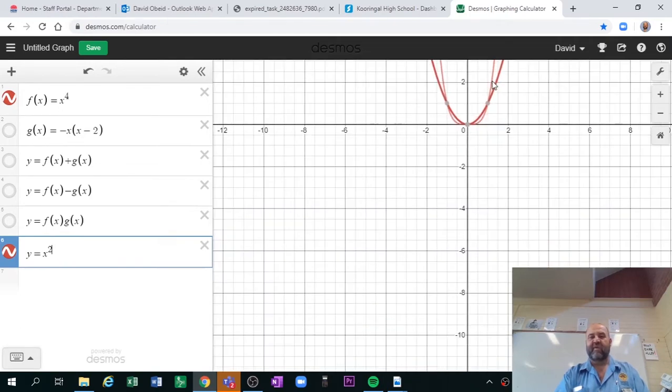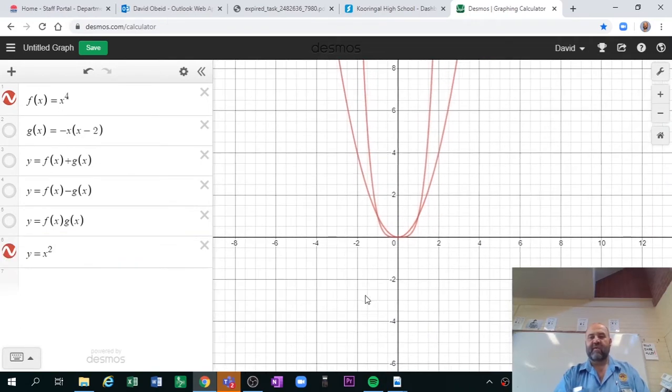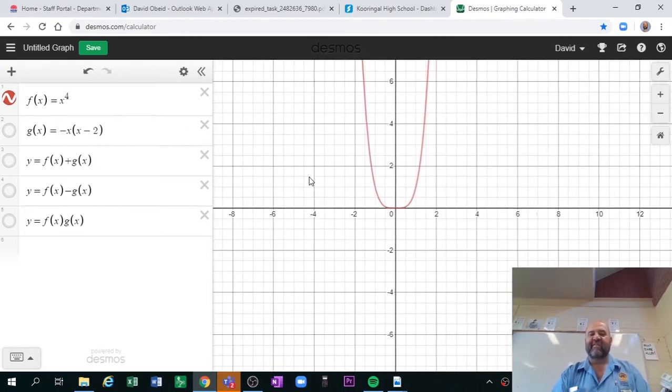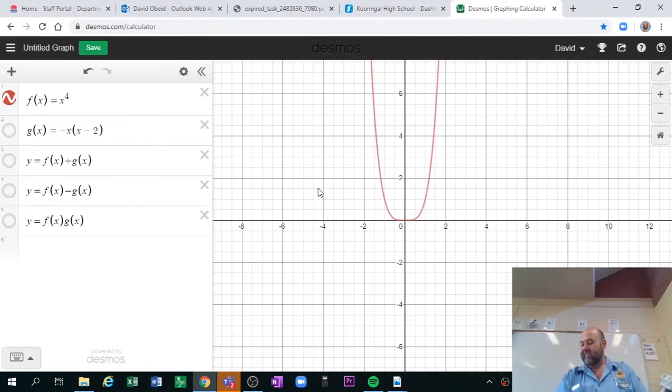If we zoom out, we see that y equals x to the power of 4, that inner graph, is much steeper, and y equals x squared is much flatter. Let's get rid of the x squared so we don't confuse things. There's the graph of y equals x to the power of 4, or f of x for the purpose of our question. We wanted to be able to add the ordinates.